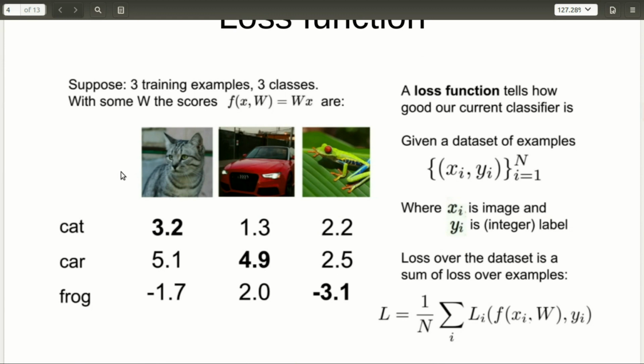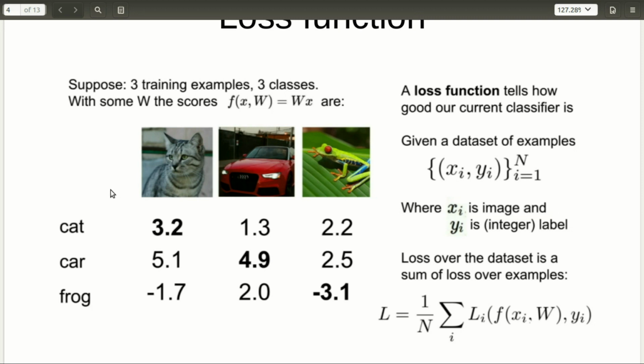These images have been taken from the CIFAR10 dataset. For the sake of simplicity, we are taking only 3 classes for consideration, and as you can see here, our classifier is outputting scores over here. Whichever value is in bold indicates that our classifier is telling us that this image belongs to that class. Here 3.2 is in bold, which means our classifier has wrongly classified this image, because the dominant value over here is 5.1, and in the case of car it is telling us the right value, 4.9, and in the case of frog, our classifier has totally misinterpreted the whole thing.